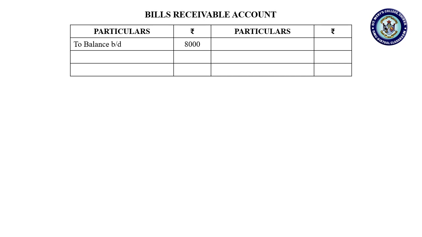Okay, next, that is bills receivable received during the year. What is the journal entry? Bills receivable account debit to debtors account. In bills receivable, it is to debtors account 16,000.